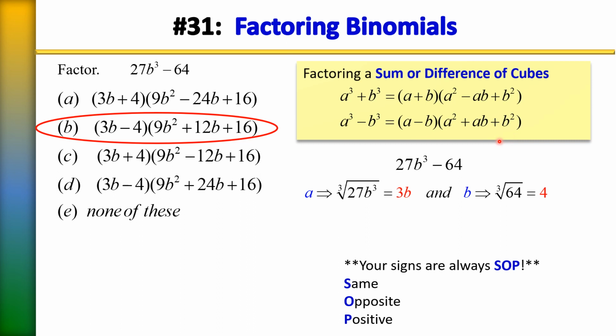And your signs will be SOP, same, opposite, positive. So if our original binomial has a negative, our signs would be negative, positive, positive, which looks something like this, which is choice B.